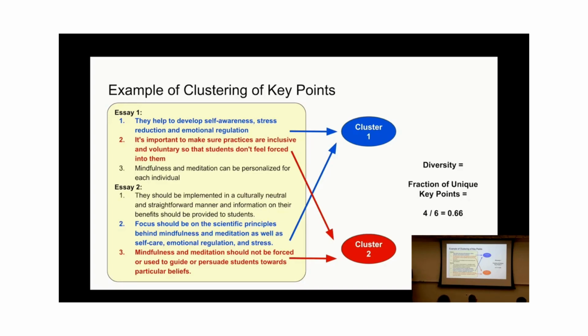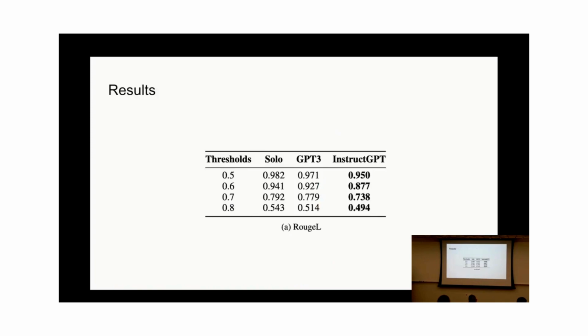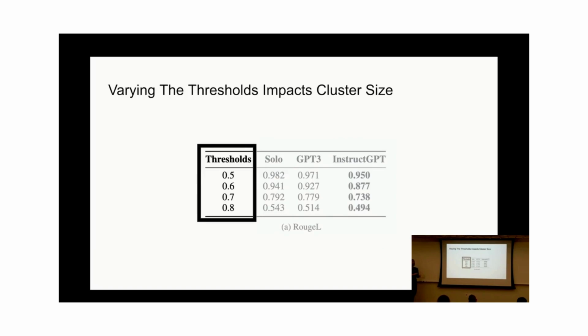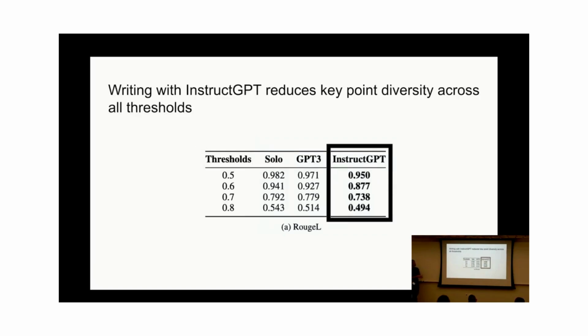And what do we actually find with this diversity measure? Again, boring results table. One caveat here is when you do clustering, there's a hyperparameter in the algorithm which says how similar an element should be for it to be clustered. We vary that a lot, and we also have results for different measures of clustering. But it seems quite clear that across all of the thresholds and even across all of the similarity measures that we look at, again, writing with Instruct GPT reduces this content diversity compared to the other 2 setups.